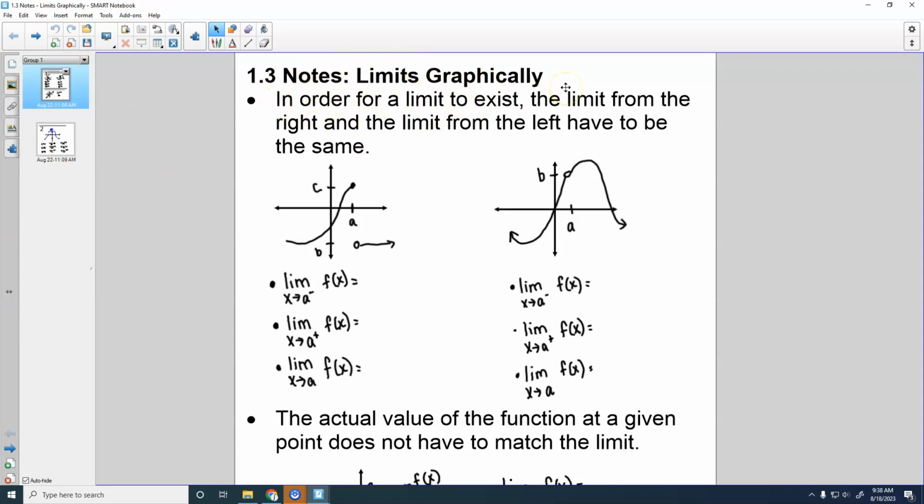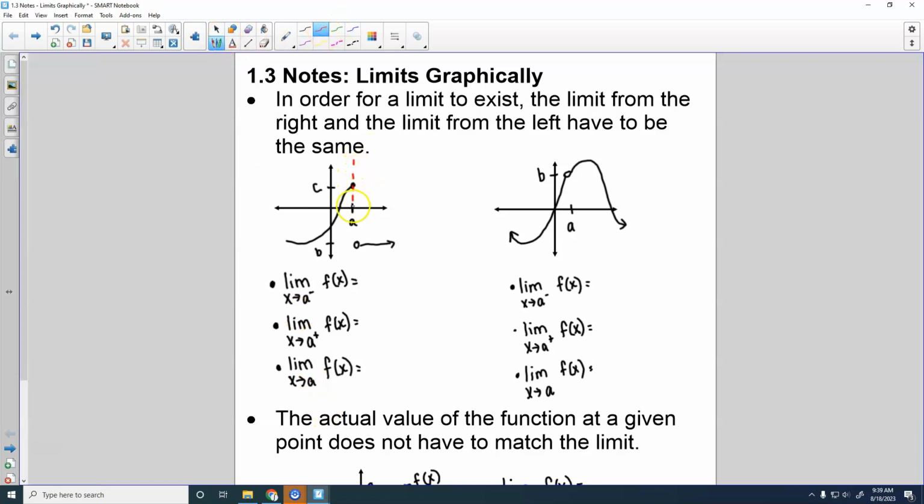So in order for a limit to exist, the limit from the right and the limit from the left have to be the same. Now, whenever you are answering a limit problem, your answer should always come from the y-axis. Okay? So if we are doing, for this first example, the limit as x approaches a, I'm going to put myself a vertical line right here at a. That is the line that I'm approaching. That's where my x equals a. So from the left, if I'm on my graph and I approach where x equals a, which is approaching that dotted line, I end up right here.